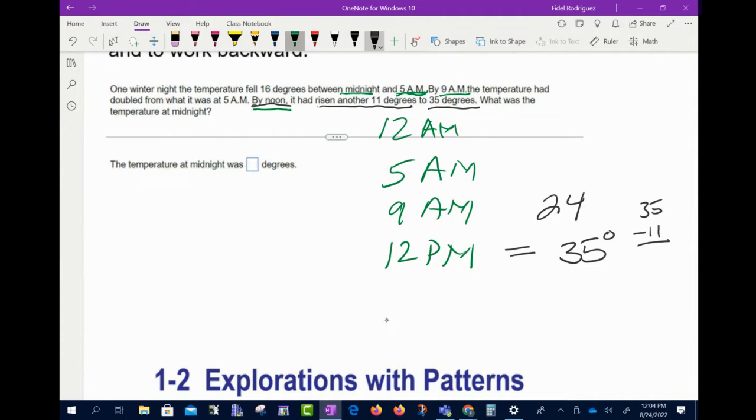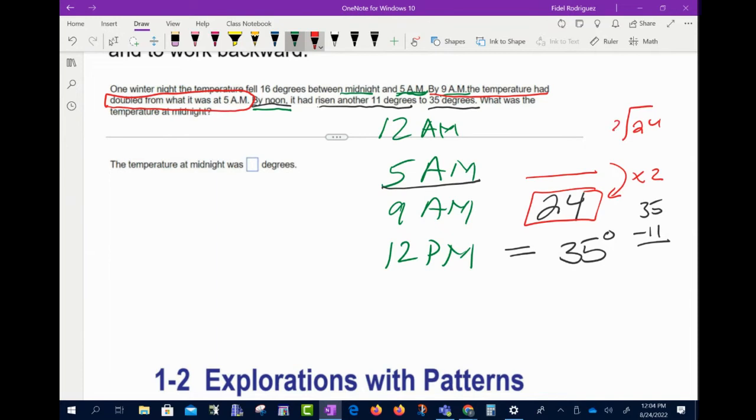Now from 9 a.m., we want to go back to 5 a.m. Let's look at this part right here; I'm going to underline it. It says by 9 a.m., the temperature had doubled from what it was at 5. So whatever the temperature was here, it had to double. We multiplied it by 2 to get 24. How would I go backwards? We would divide. What's 24 divided by 2? That would be 12 degrees.